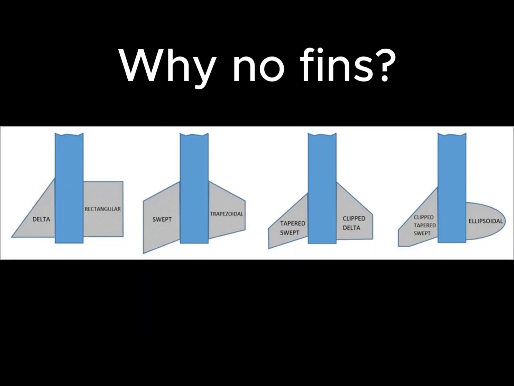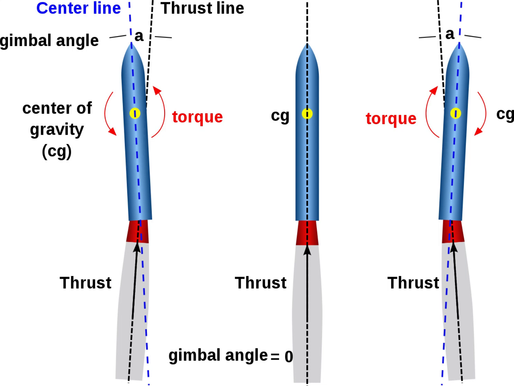Now, fins are great and all, and they're very simple and easy to build and work with. However, they have their limitations. For example, they cause a lot of drag, which can reduce the performance of a rocket. Additionally, they only work if there's an atmosphere, meaning they don't work in space. And what about if you actually want to control a rocket's trajectory? This is where thrust vector control comes into play.